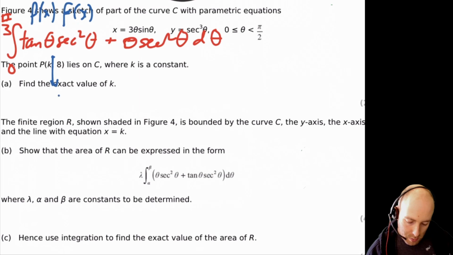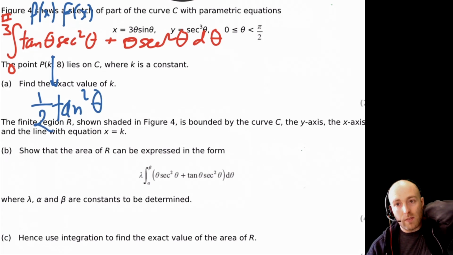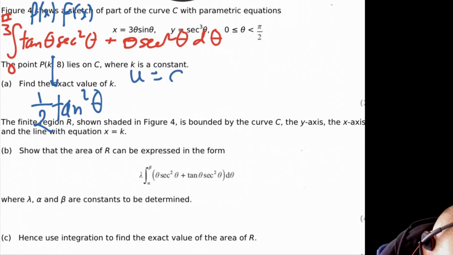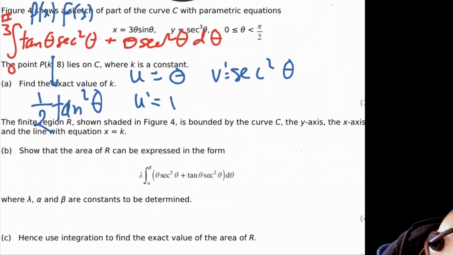So we're going to try tan squared. That works, but we need to divide it by 2. So we get half tan squared for the first bit. For the second bit, theta times sec squared theta, we need to use by parts. So u equals theta, v dash is sec squared theta, u dash is 1, v is going to be tan theta.